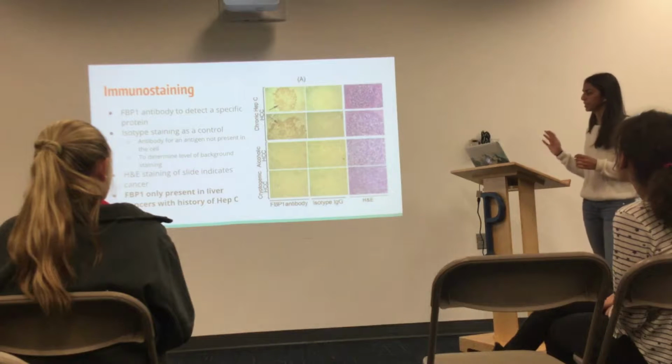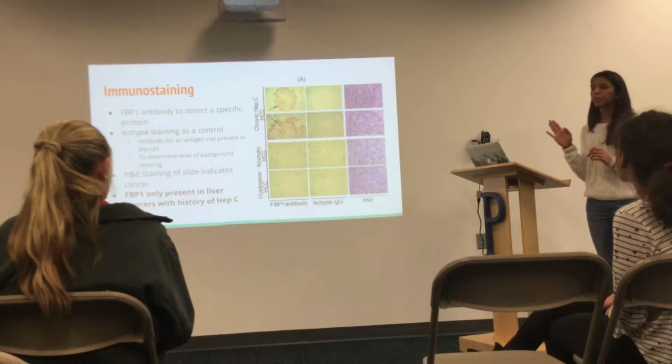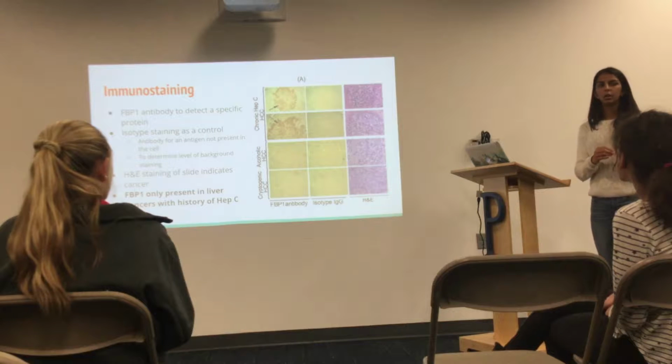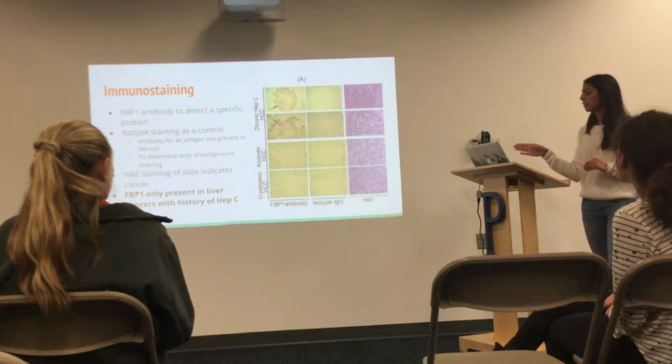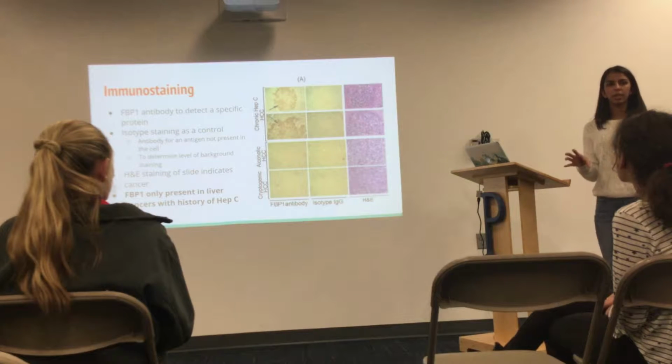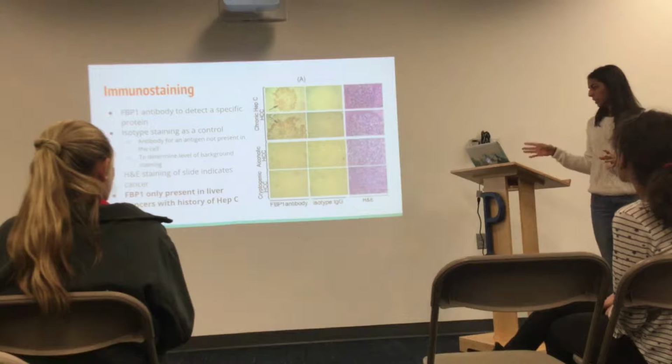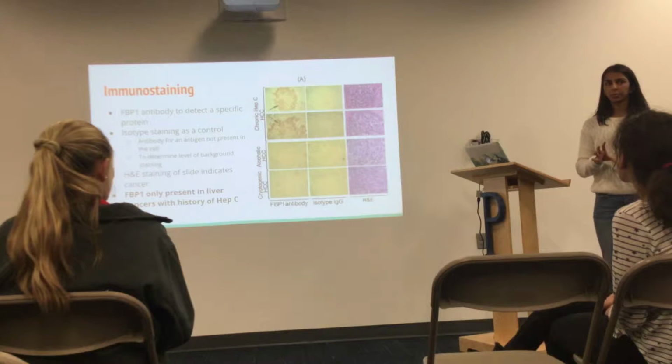And then they use 3 different types of stains. On the first column, they use the Fuse Binding Protein1 antibody, which detects whether or not there's Fuse Binding Protein1 present. The second one they use is the isotype IgG, which just checks to see if there's any background stain. And then the third one is H&E, which checks to see if there's cancer present.